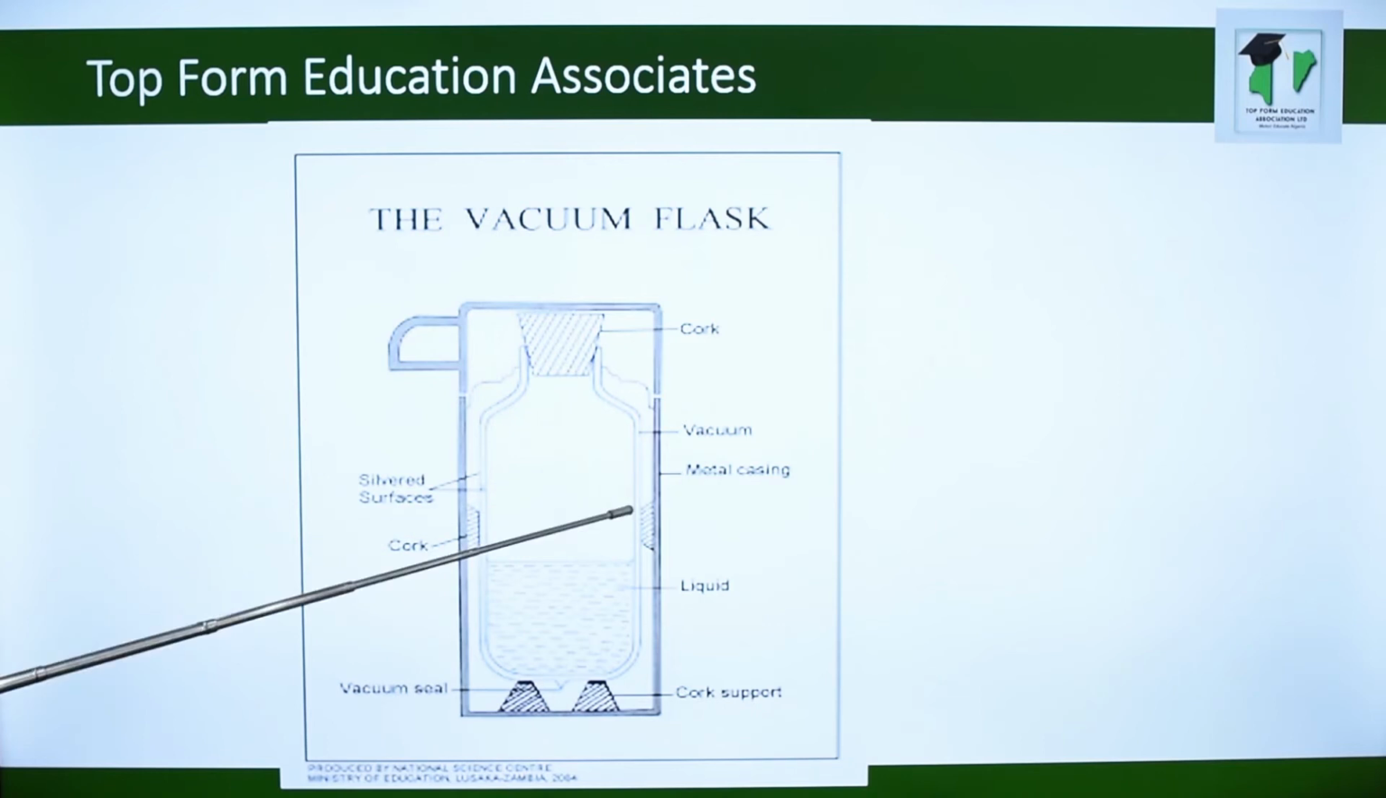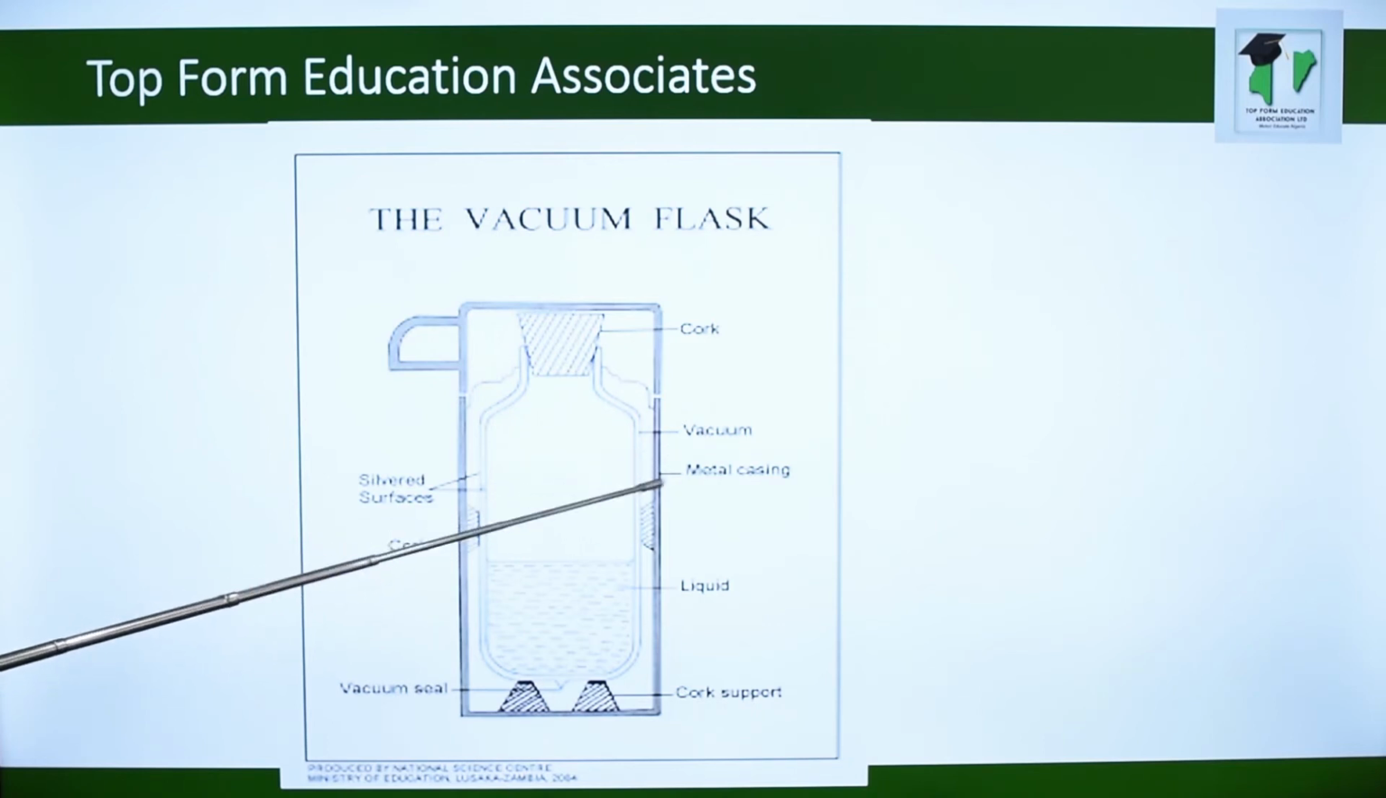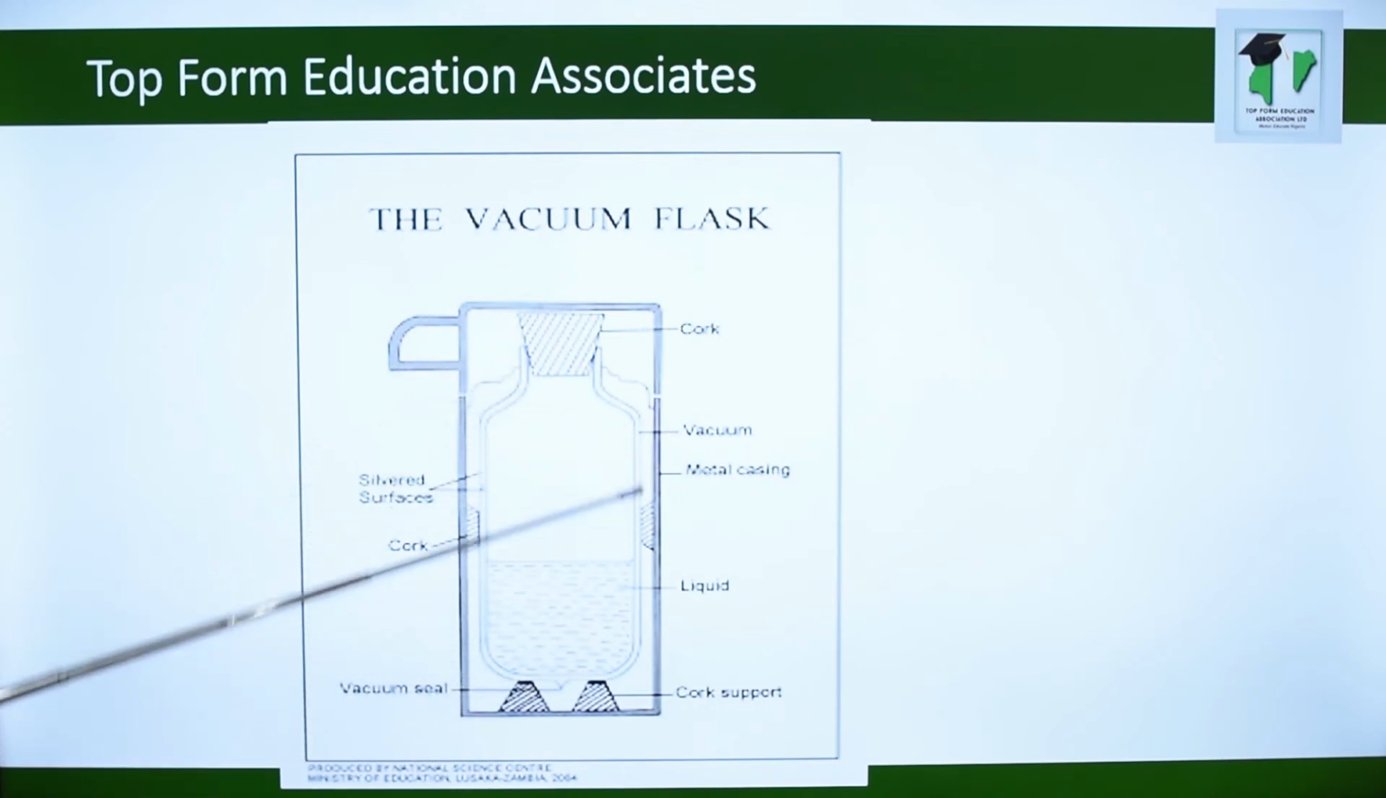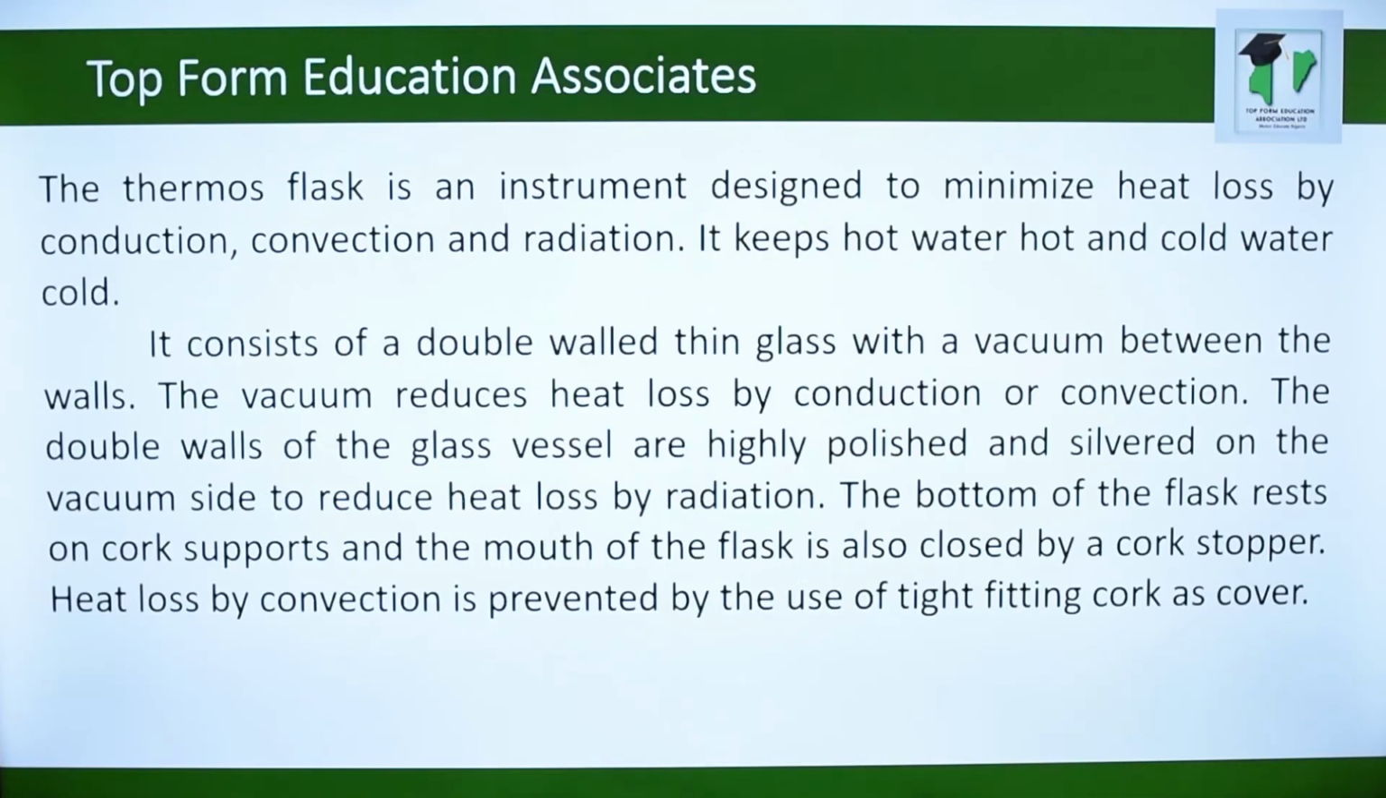There is no liquid here, so there is no way heat can be lost from this silver surface or this vessel inside here to the metal casing. So it tries to reduce heat loss by conduction or what? Convection. And the double walls of the glass vessel are highly polished and silvered also.